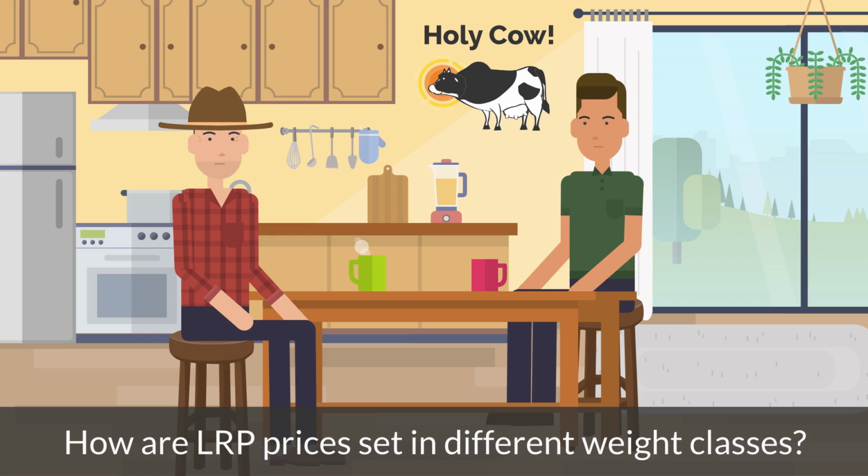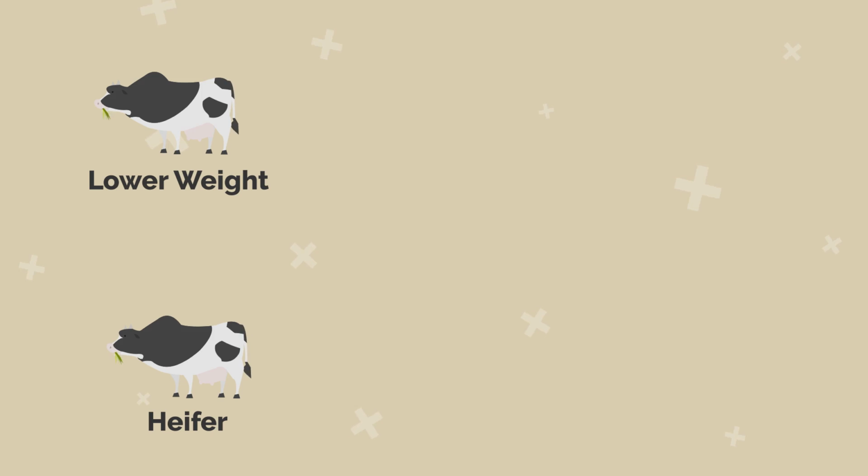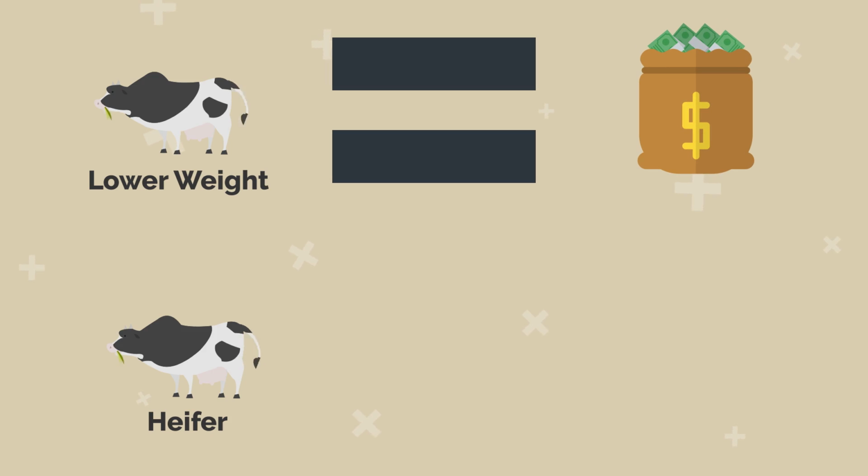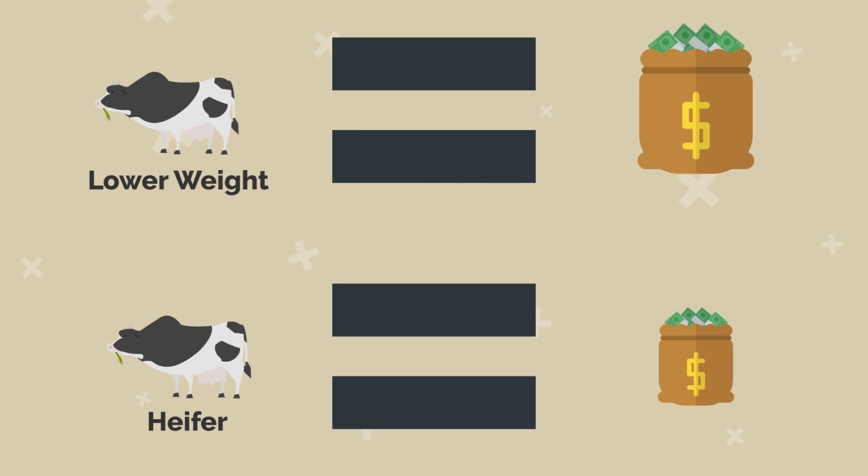I understand that prices are based on the feeder cattle futures, but lower weight cattle are worth more per pound than heavier animals. How does LRP take that into account? You're right, a lower weight animal will likely bring a higher price per pound, and heifers are usually discounted slightly. LRP makes adjustments to account for these differences. It isn't perfect, but it is simple.